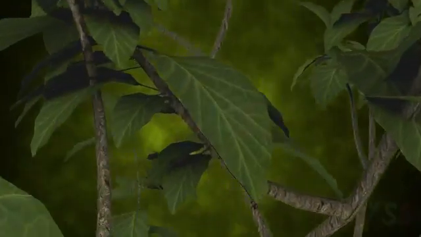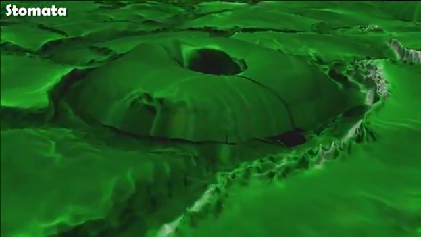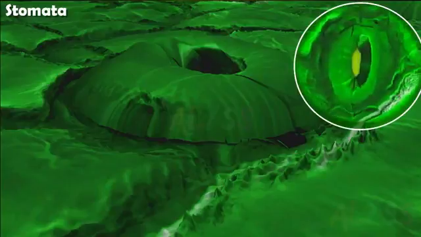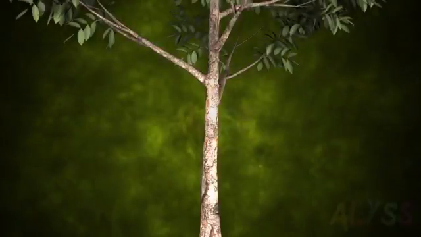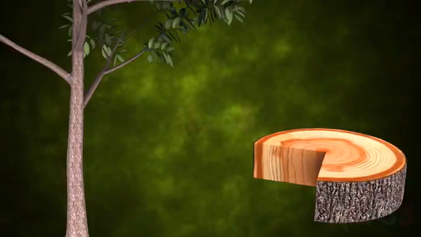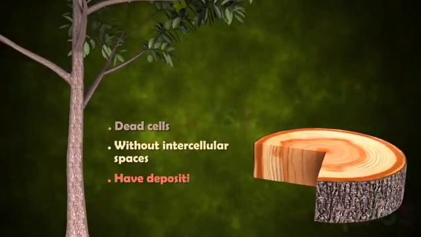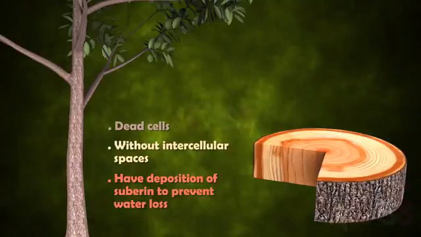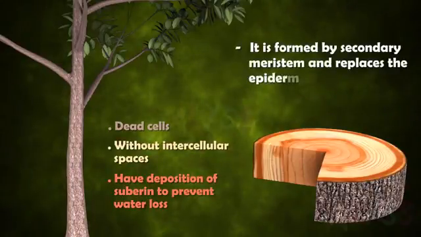On the other hand, in leaves, the lower epidermis has openings called stomata for exchange of gases and transpiration. In trees, as the stem grows older, the outer layer becomes compressed and dead. It forms cork or bark of a tree. This is made up of dead cells without intercellular spaces and has deposition of suberin to prevent water loss. It is formed by secondary meristem and replaces the epidermis.